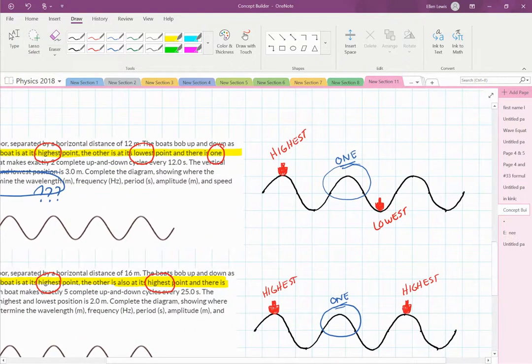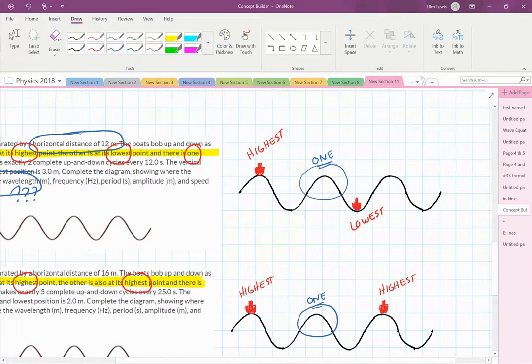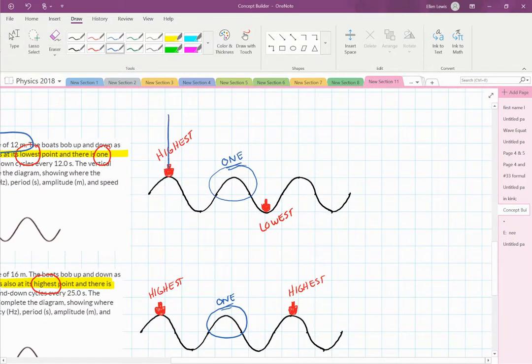In the paragraph that I'm looking at now, the horizontal distance between the boats is 12 meters. So I'll mark that onto my picture.